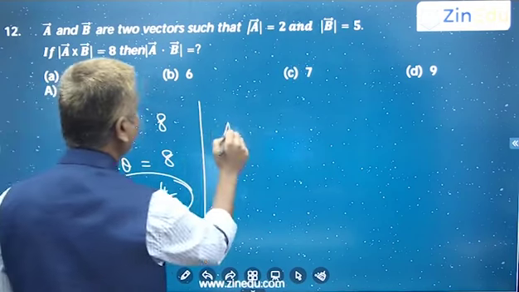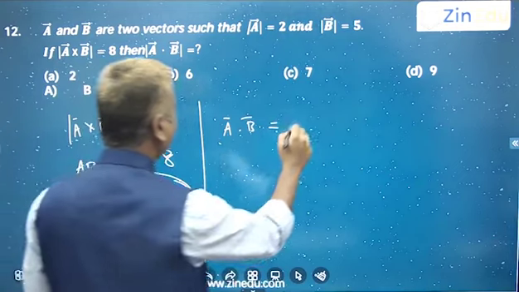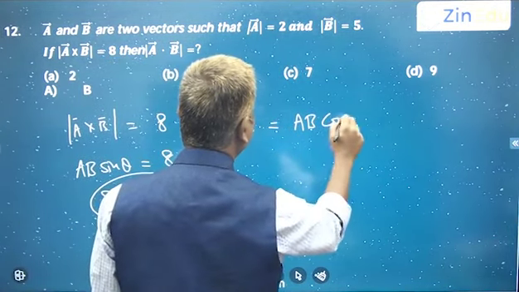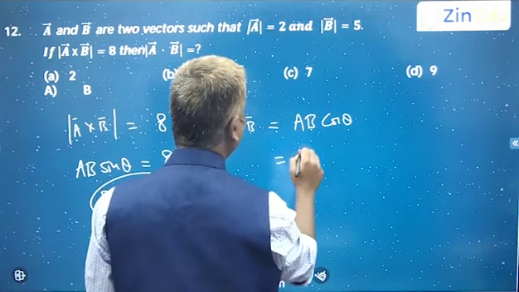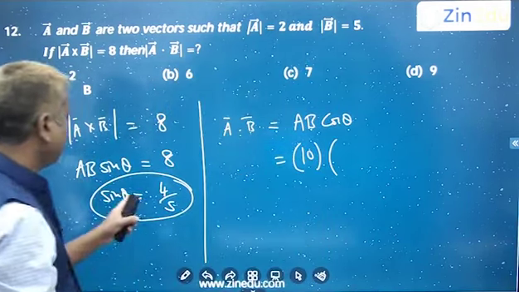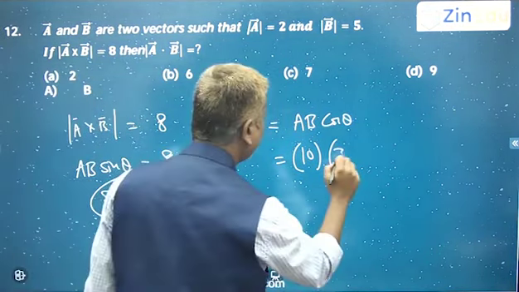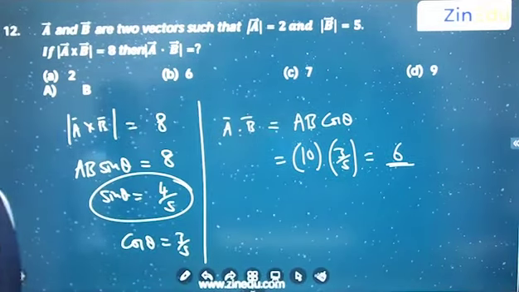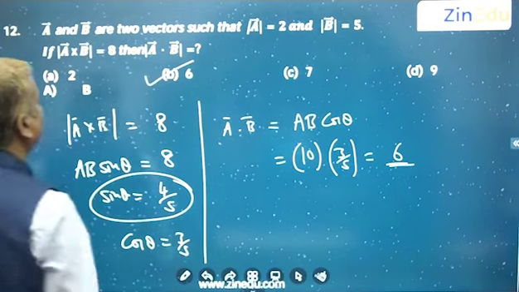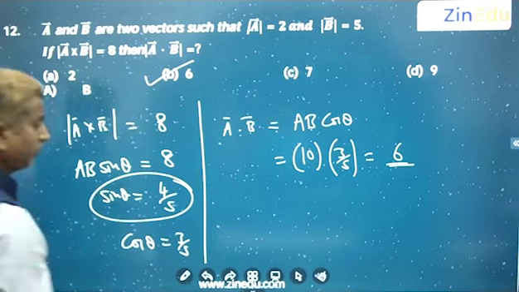Then they are asking A bar dot B bar, it's the scalar product, which is equal to AB cos theta. Multiply the magnitudes, so 10, and cos theta, since sin theta is 4 by 5, you will get cos theta as 3 by 5. You put it here, you are getting 6. Alright, answer is 6. Simple question. Vectors, cross product and dot product. Fine. Now we'll move on to the next one.